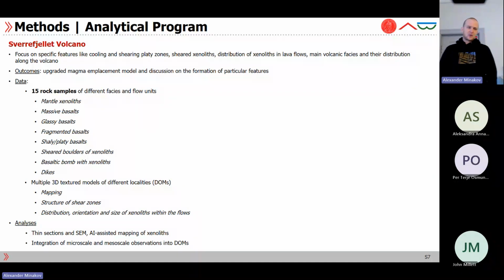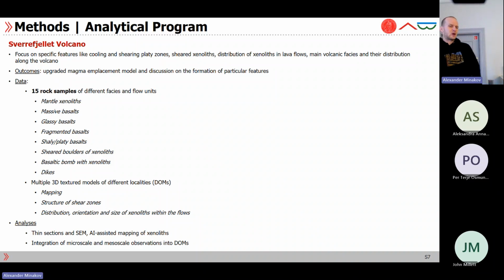For that, I was quite modest in terms of collecting samples compared to the xenolith group. I sampled 15 rock samples of different facies and flow units, which are mantle xenoliths, of course, massive basalt, glassy basalts, fragmented, shaly platy parts of the volcanic flows and dikes, also xenolith boulders, which are quite enigmatic features, and I will discuss them further on, and also basaltic bombs or bomb-shaped xenoliths within the volcanogenic sediments and also dikes.